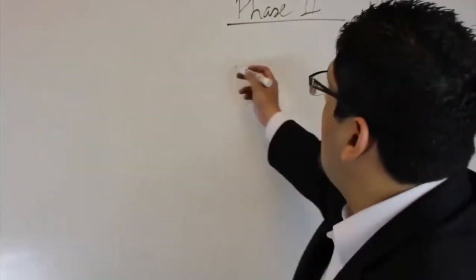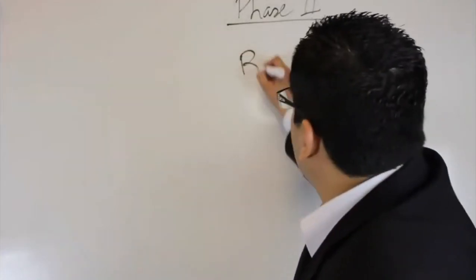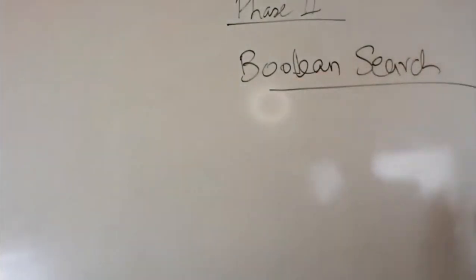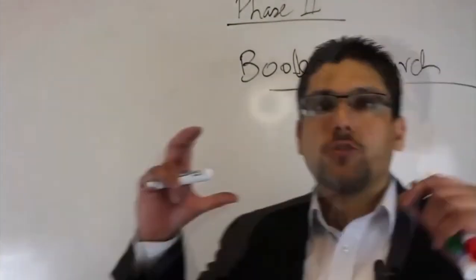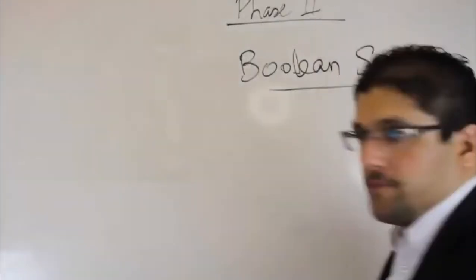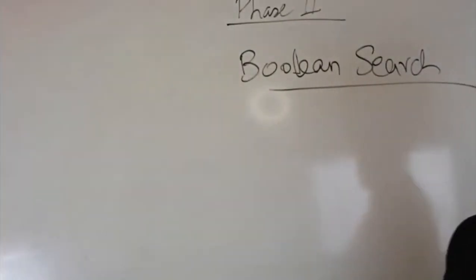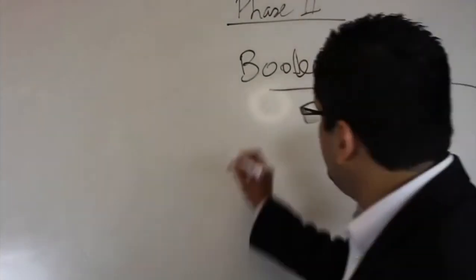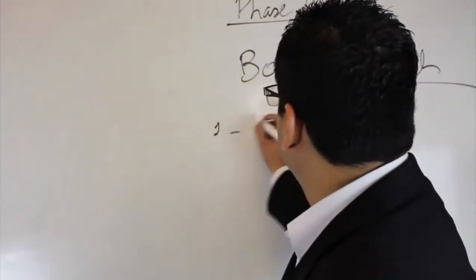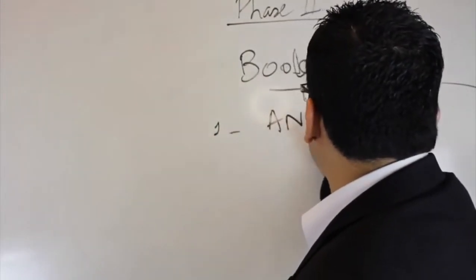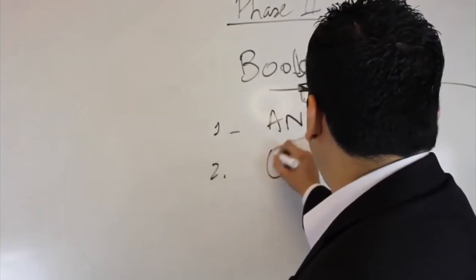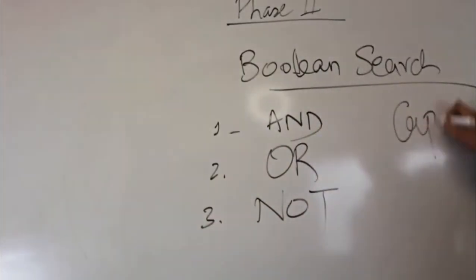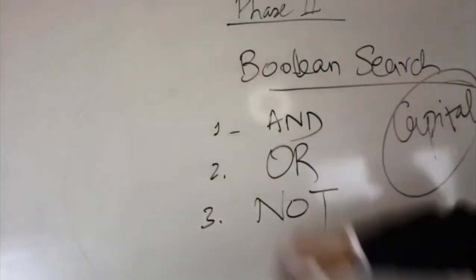But now, before searching, one thing you need to remember: Boolean search. You cannot simply search in a search bar without Boolean search. You cannot combine a MeSH strategy with your keywords without Boolean search. What is Boolean search? There are three things: AND, OR, and NOT. All capital. This is a rule. All capital, all uppercase. You cannot have them small.